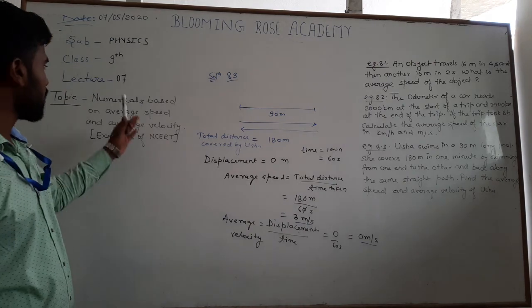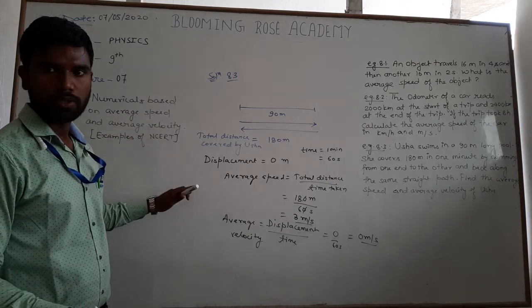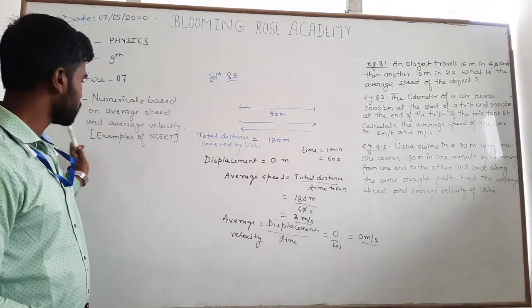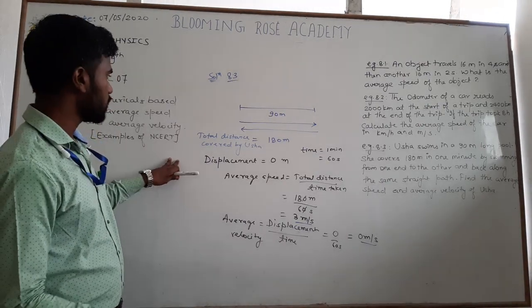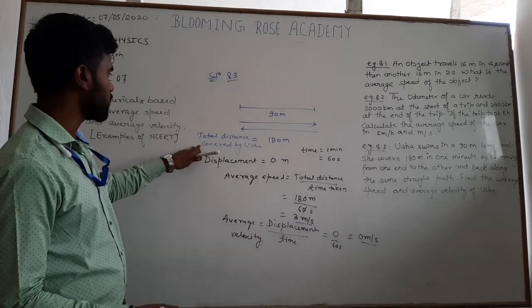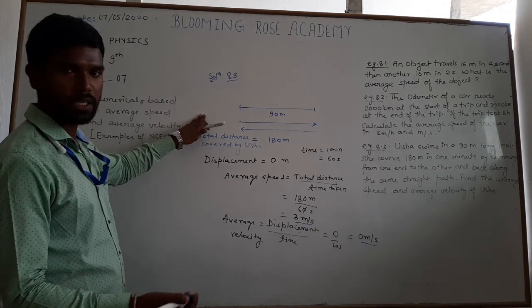So students, these are the numericals based on average speed and average velocity. You can also try several examples or questions given in the textbook. If you get any problem, then comment in the comment box, and your solution will be given in the next lecture.